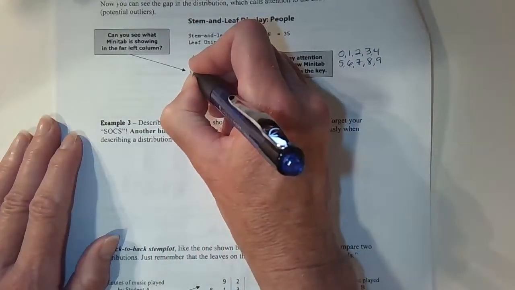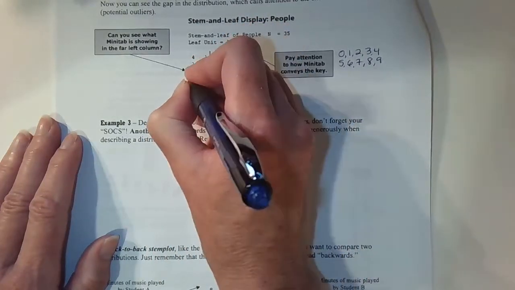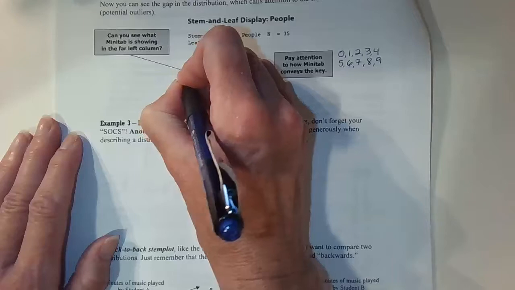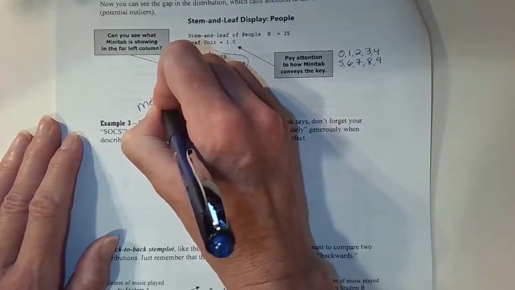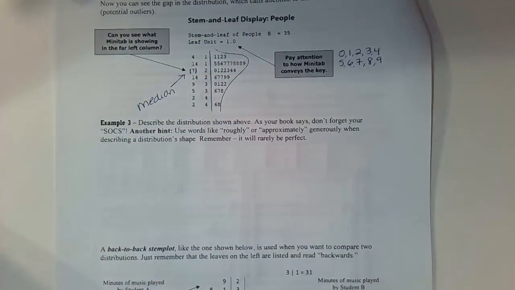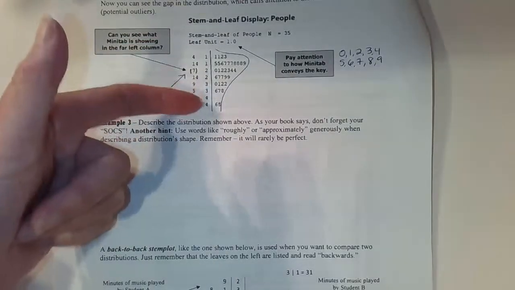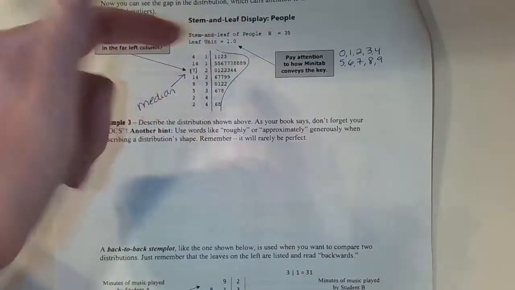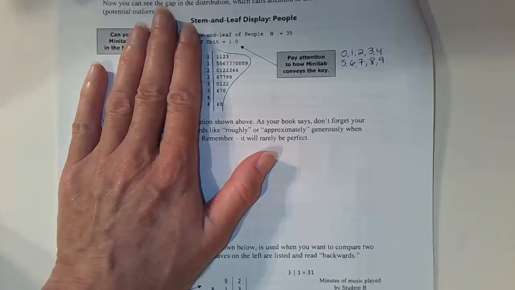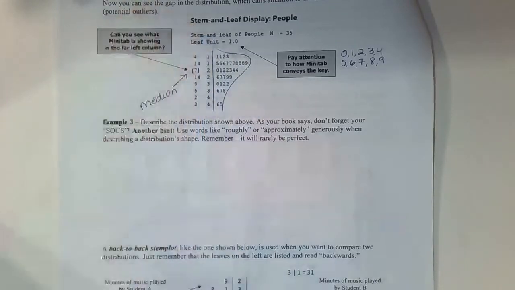When you see this little parenthesis right here, that is Minitab's way of saying your median is in that row somewhere. Okay, your median is happening in that row, and we'll talk more about that in a different section. But just so you know, if you're just looking at a stem and leaf plot just to see the graph, you actually don't need those numbers from Minitab.